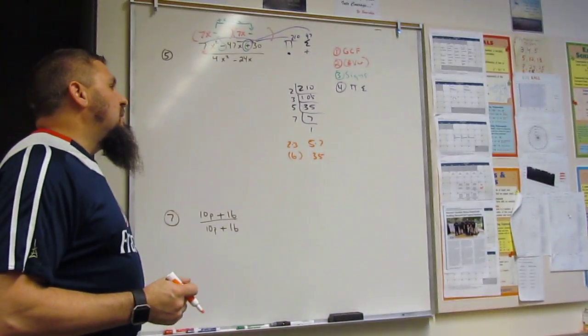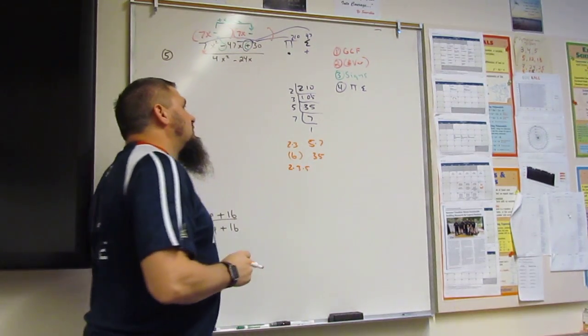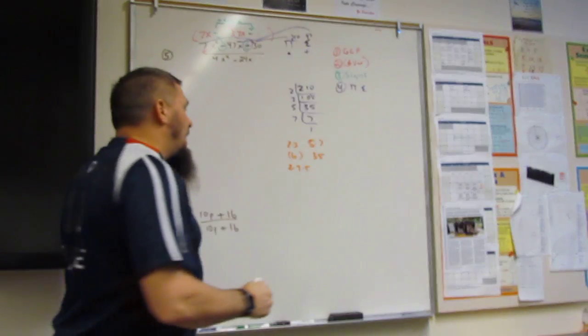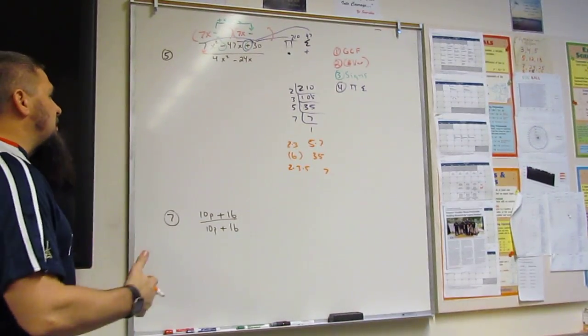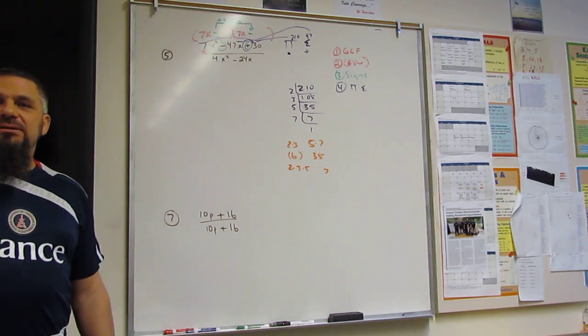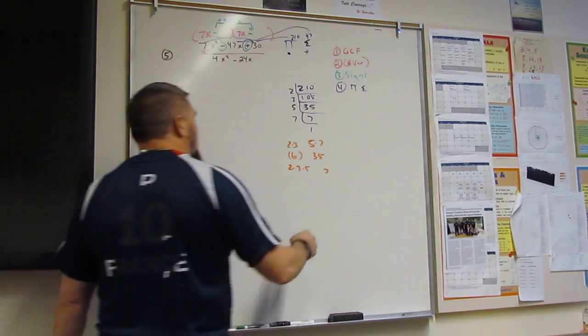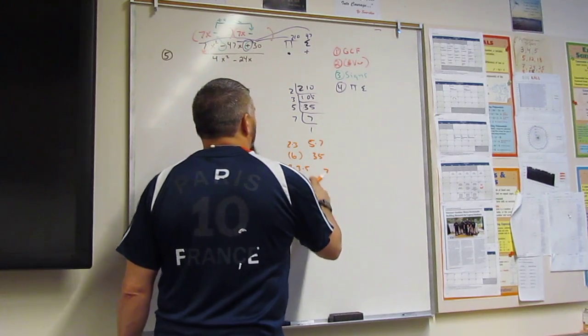So maybe I take 2 times 3 times 5, right? And I add it to 7. So what is 2 times 3 times 5? That would be 15 times 2, which is 30. That would be 37. So that's not going to work out for me.